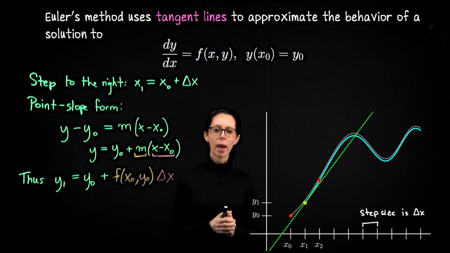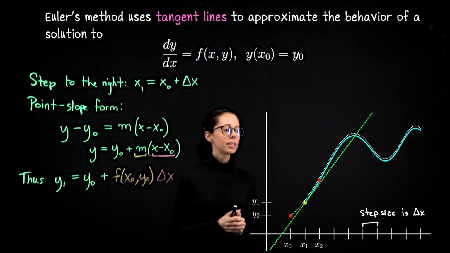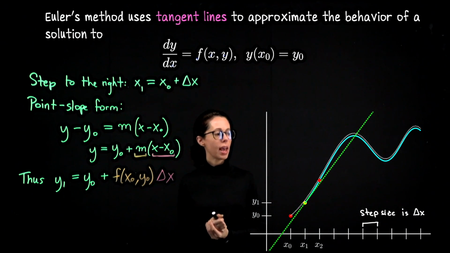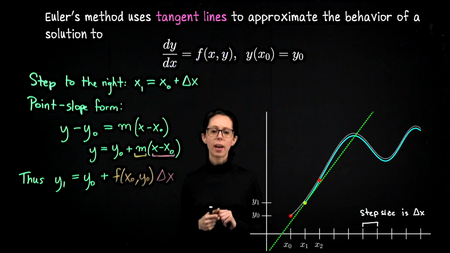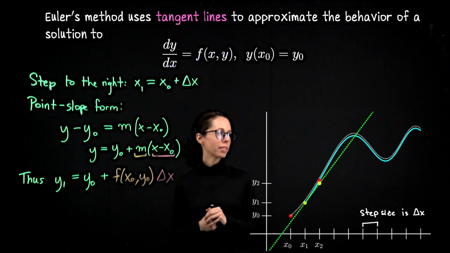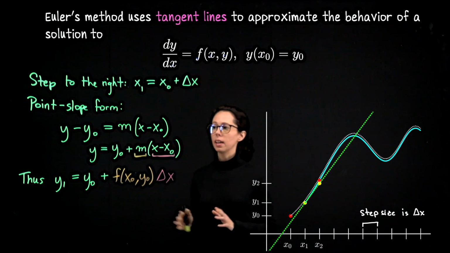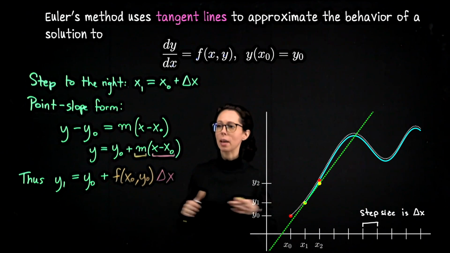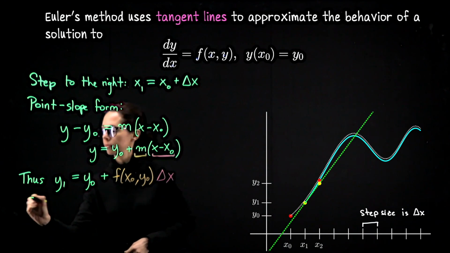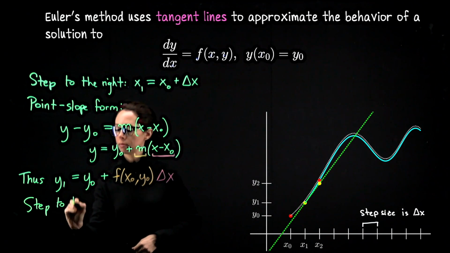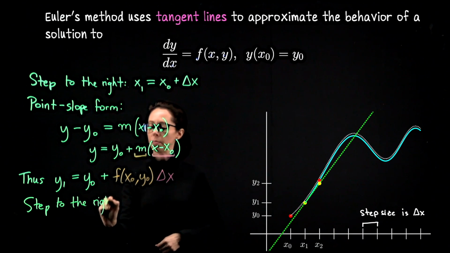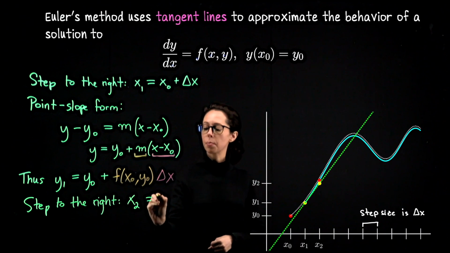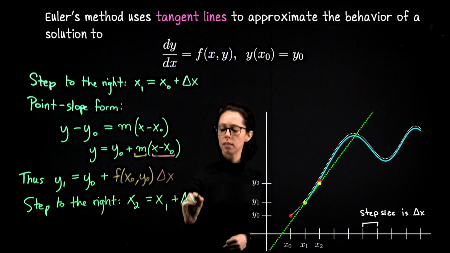We will land on a new x coordinate, which we'll call x sub 2. To estimate the value of our solution to our differential equation when x equals x2, we are going to find the y value for this point on the tangent line. The equations that we write down are going to be exactly like what we just did, but with the indices changed because we're on the next step. So let's step to the right. This time, our new x value is going to be called x sub 2. It's the previous one plus the step size.